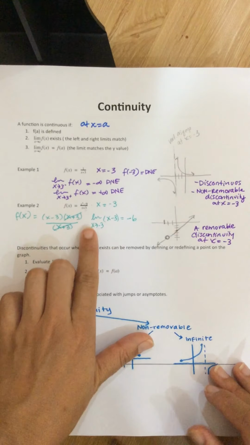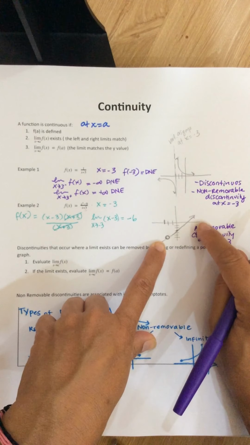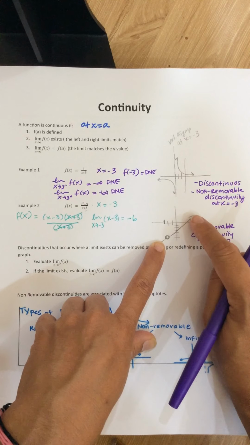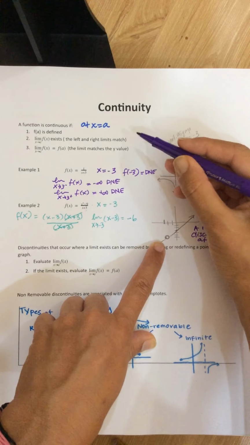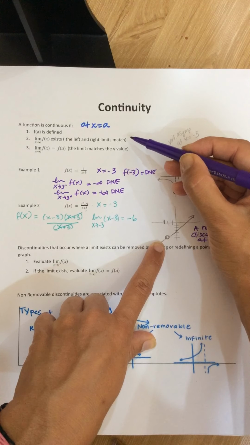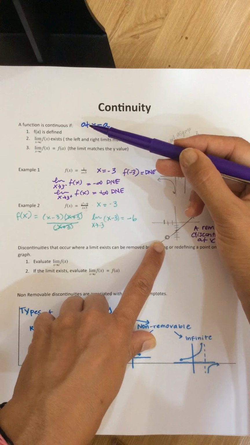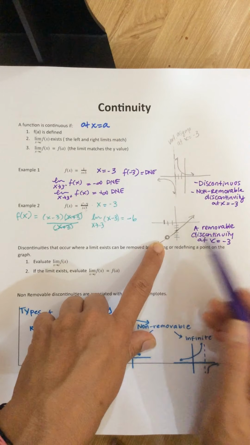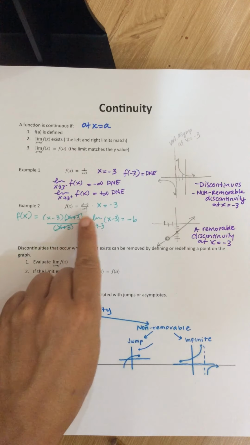Because if I look at this, what's the value of the limit from the left of negative 3? It's negative 6. What's the value of the limit as you approach negative 3 from the right? It's also negative 6. So this second one is defined. It's negative 6. But then when I check number 1, is there an f of a? No, there is no value of the function at x equals negative 3. Therefore, this is discontinuous at x equals negative 3. Okay, but it's removable because we removed it right here by canceling it out.